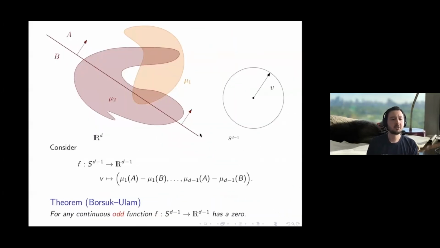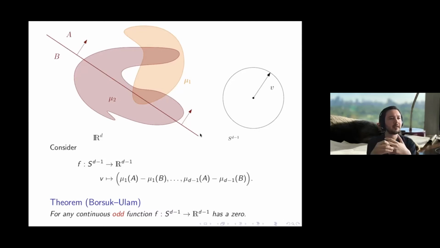And of course, the Borsuk-Ulam theorem tells me that any continuous odd function from, in this case, a d-1 dimensional sphere to a d-1 dimensional real space has a 0. And having a 0 means that all of these things are 0, which means that this hyperplane was halving each of the d-1 measures I have here, because I get the zeros, and the d-th measure, the last measure, because that's how it was chosen. Okay.